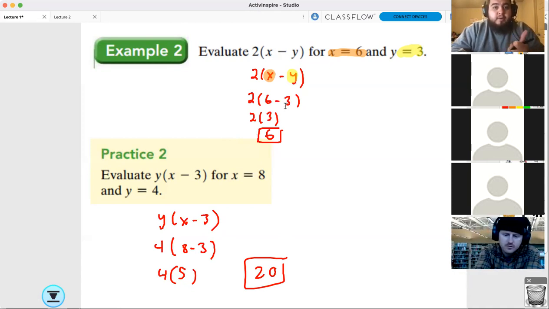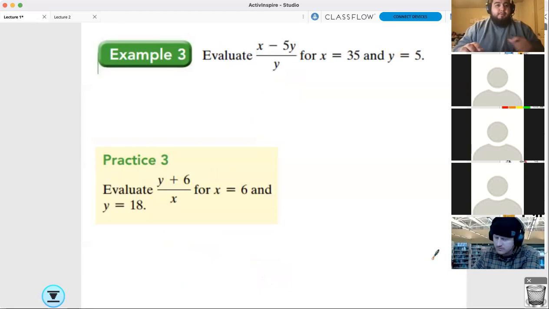George, you good now with why it's 20 and not 4? Okay, good, good, good. All right, let's move on. Example 3. I'll give you about a minute to set up this example into your notes.